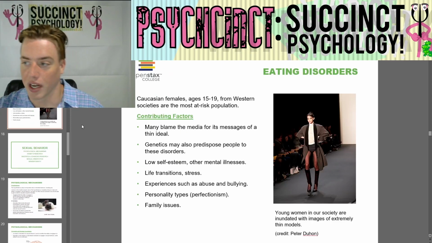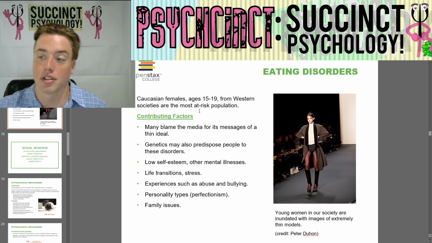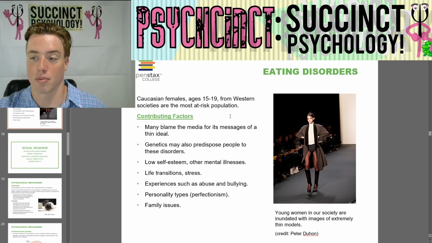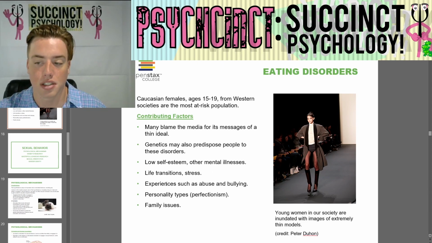Now, continuing on, Caucasian females ages 15 through 19 from Western societies are the most at-risk population. Contributing factors include that many blame the media for its messages of a thin ideal. Genetics may also predispose people to these disorders. Low self-esteem, other mental illness, life transitions, stress, experiences such as abuse and bullying. So if a slightly overweight kid gets bullied, that might cause an eating disorder. Personality types, so if they're a perfectionist, they want to have the perfect body, so they might engage in these behaviors. And family issues.